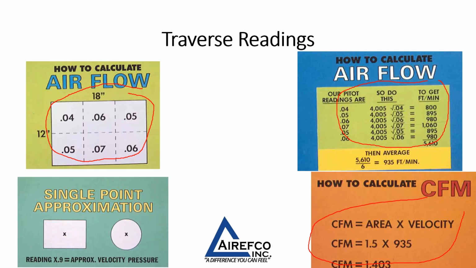You can also do just a single point approximation where you take a pitot tube reading and multiply it by 0.9, which will give you your velocity pressure. And then you can work it into this equation to find your CFM.